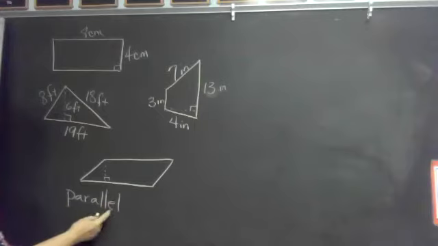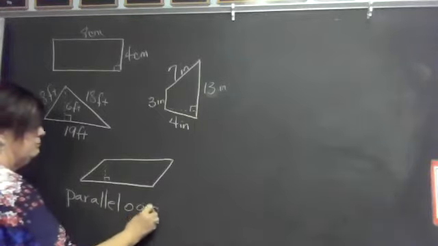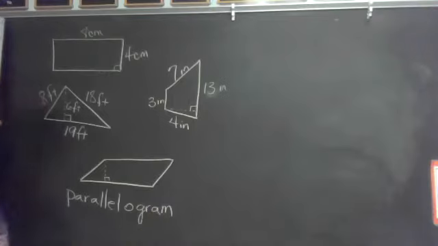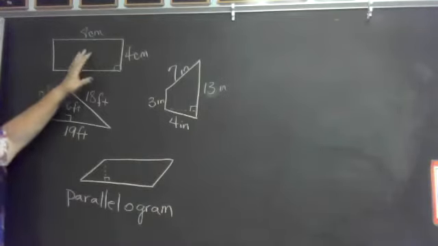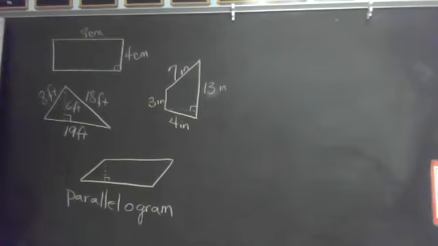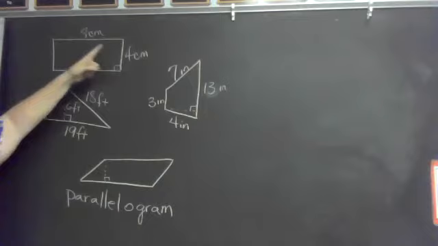P-A-R-A-L-L-E-L-O-G-R-A-M, parallelogram. And it's a four-sided figure also, just like the rectangle. Do you remember when we talked about the difference between those two? That the rectangle has to have a right angle. It has to have these 90-degree angles.